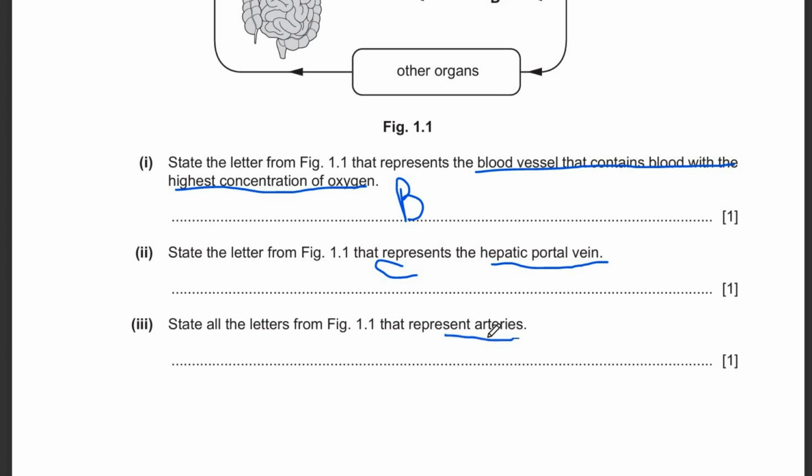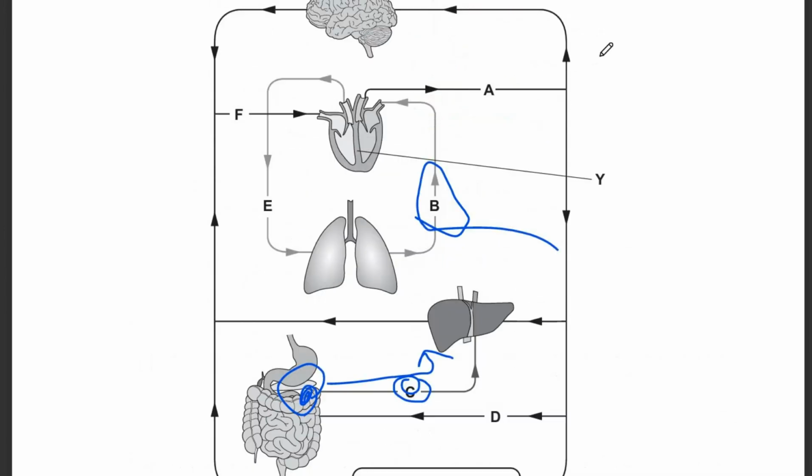Pardon my writing. Alright, so part 3 says state all the letters from figure 1.1 that represent the arteries. So here you need to focus on the question, what is actually the question demanding. The question is asking you to jot down or to separate all of the arteries and to write down the letters representing arteries over here in this space. Alright. So first of all, you should know that arteries are the blood vessels that carry the blood away from the heart. Where? Away from the heart.